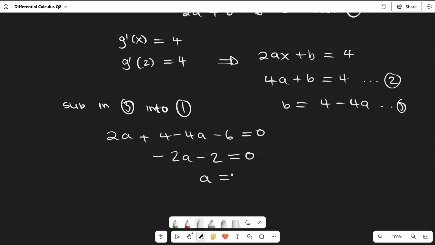Therefore our a is equal to negative 1, right? If we take this 2 to the other side, divide both sides by negative 2, our a should be equal to negative 1, which means from this we can now say what? Our b is equal to 4 minus 4 times negative 1, which is b is equal to 4 plus 4, which is 8.